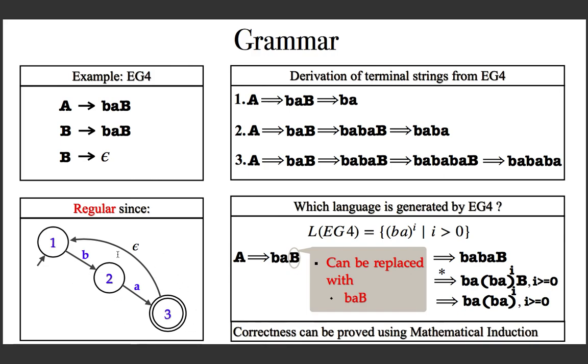So in this class, we have seen a new formal representation for a language, which is a grammar. And we have seen 4 example grammars, and we saw that the last 3 grammars generated regular languages.